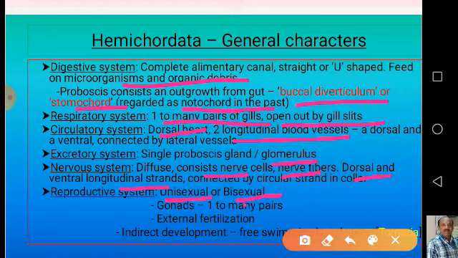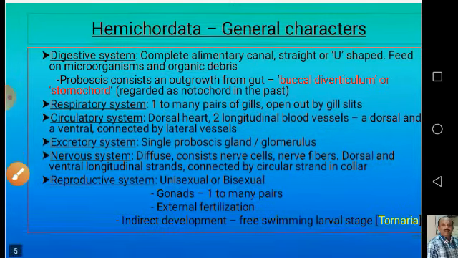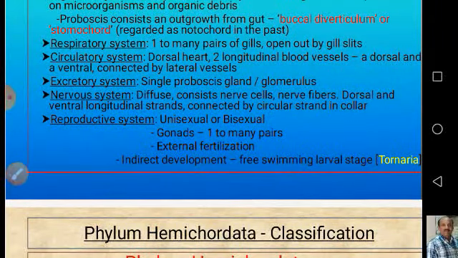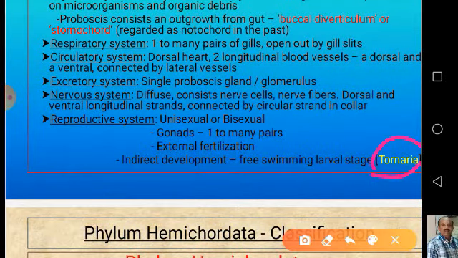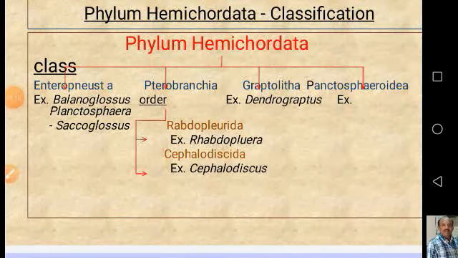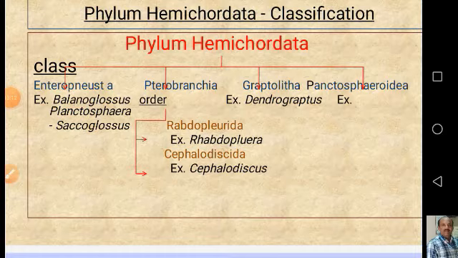Whereas gonads are one to many pairs. That means in some animals the gonads are only one, whereas in some other animals many pairs are present. Then fertilization: external fertilization is present in all animals, and development is indirect, that is, a free swimming larval stage is present, and this larval stage is named the Tornaria larva. In some animals development is direct also. So in animals where development is indirect, the Tornaria larva can be seen. In other animals development is direct, where no larval stage is present.